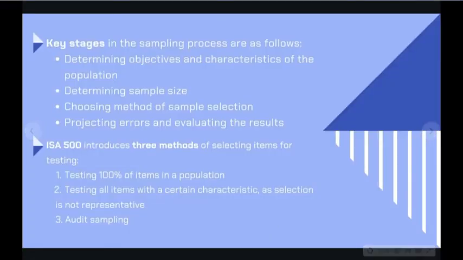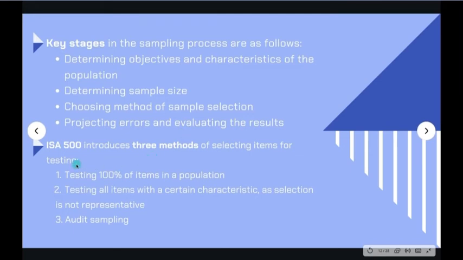And here are the key stages in the sampling process. First of all is determining objectives and characteristics of the population, determining sample size, choosing method of sample selection, projecting errors and evaluating the results.